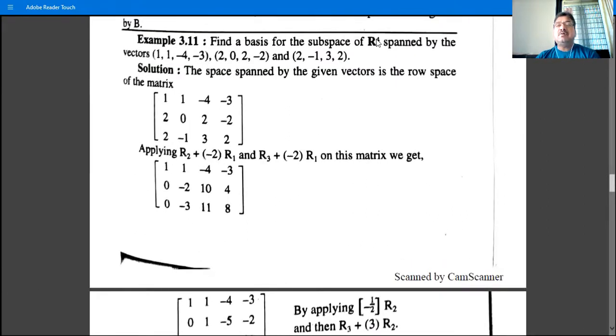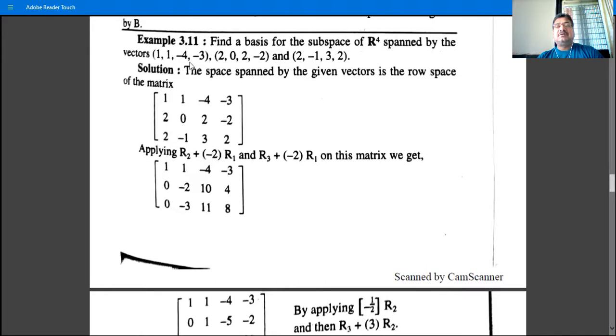Find the basis of the subspace of R raised to 4 spanned by these 3 vectors. That is, the space spanned by the given vectors is the row space of this matrix. So write the first vector as the first row, the second vector as the second row, and the third vector as the third row. Finding the basis for the row space of this matrix A is nothing but finding the basis for the subspace spanned by these three vectors.